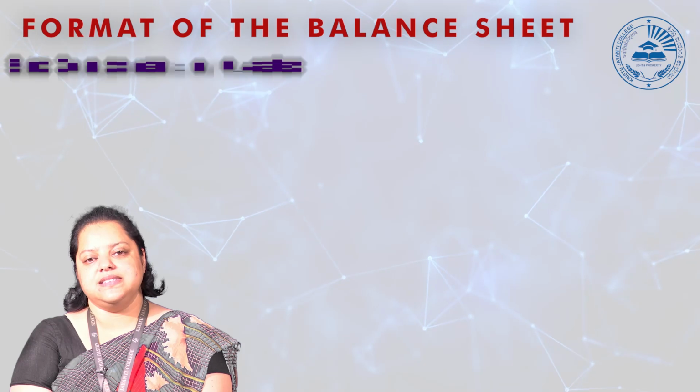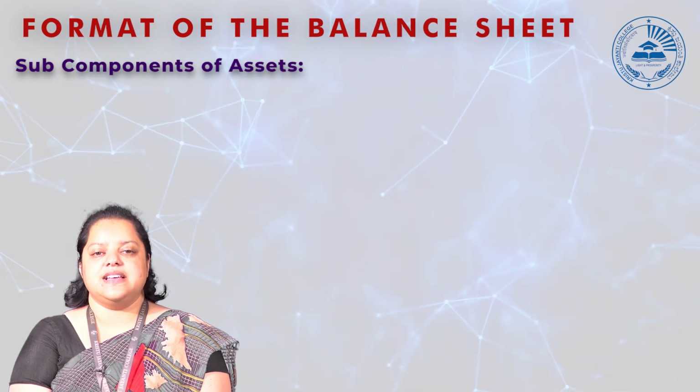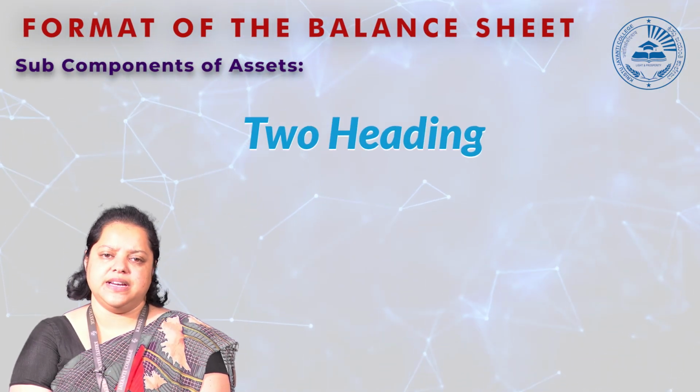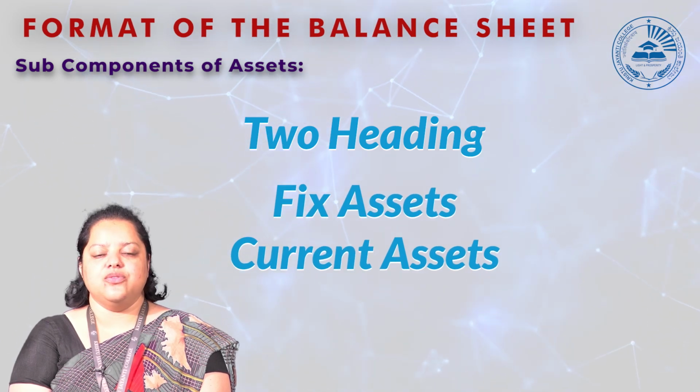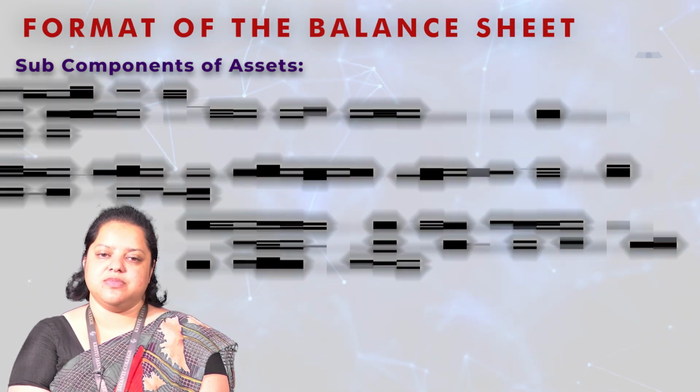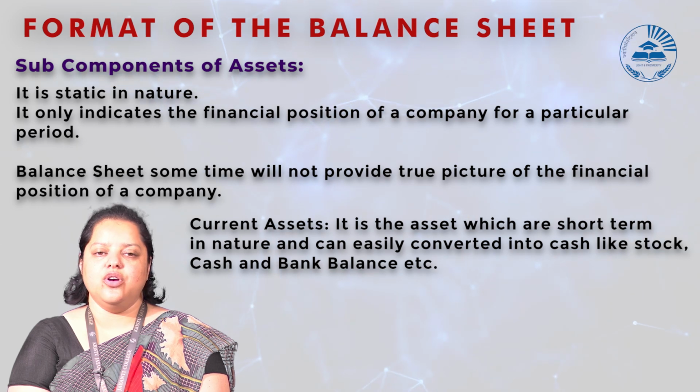The same is there on the asset side. On the asset side we mainly have two headings. One is fixed asset, another one is current asset. Along with that we have the investment, maybe short term or long term.